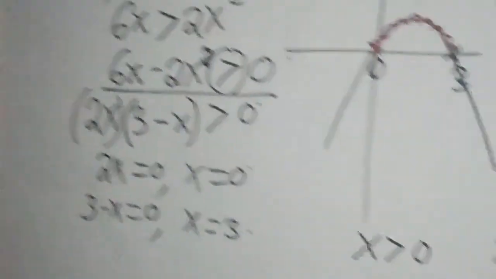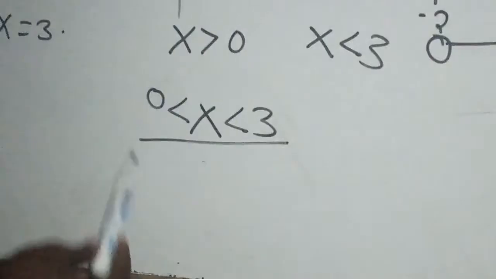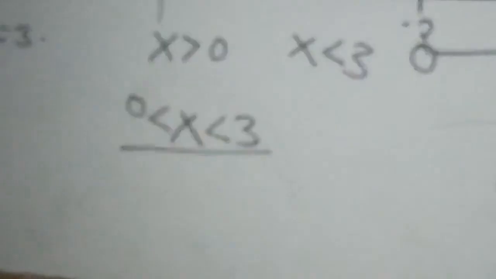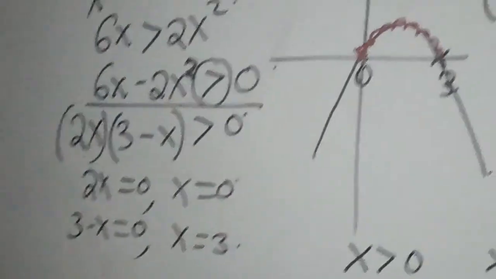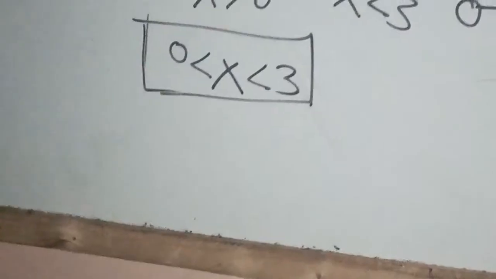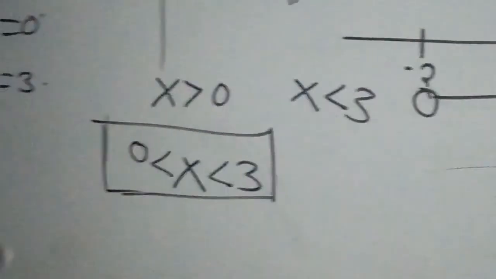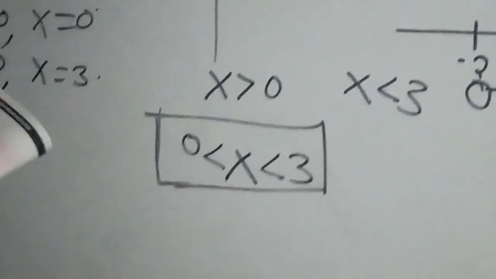But remember, the lower limit, which is 0, and the upper limit, which is 3, both are not inclusive, because we don't have greater than or equal to. So yes, this is the final submission as far as that example is concerned.